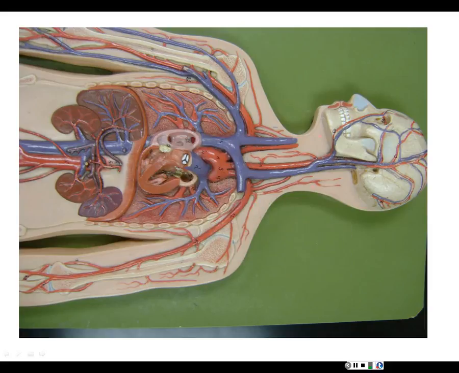There we go. The right atrium, right ventricle, left atrium, left ventricle. In between the right atrium and right ventricle is the tricuspid valve. In between the left atrium and left ventricle is the bicuspid or mitral valve. We can see the pulmonary semilunar valve and the aortic semilunar valve.